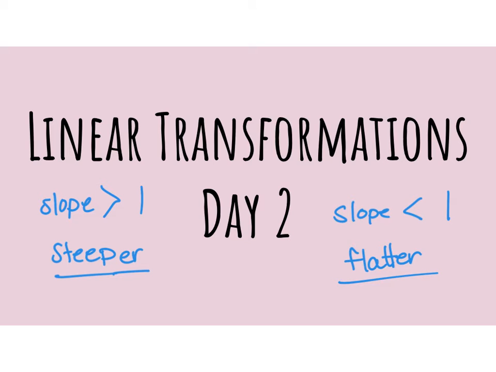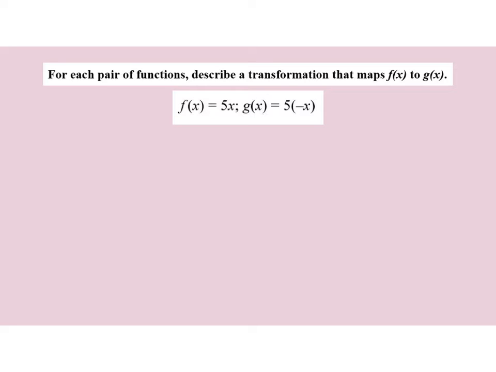All right. Back to what I was saying here. If your slope is greater than 1, it's going to be a steeper line. If your slope is less than 1, then your line's going to be a little bit flatter. Let's see what this looks like with some of these. So in this case, we have f of x equals 5x, while g of x equals 5 times negative x. So go ahead and write both of those down so that you can have your notes and examples that go along with that.